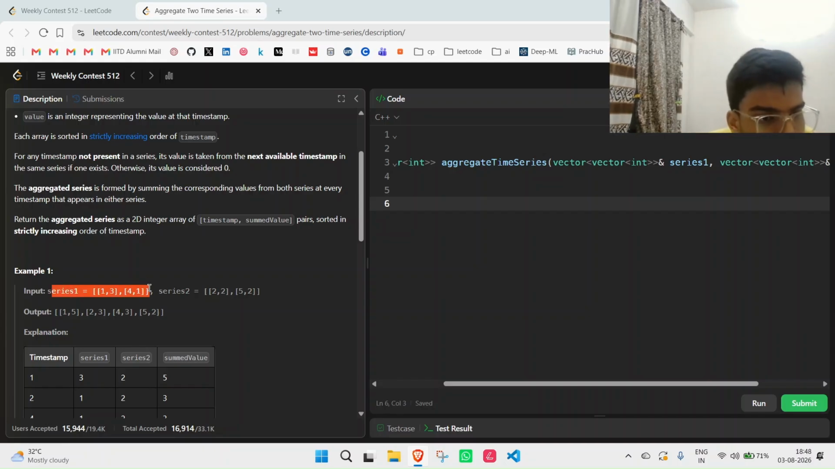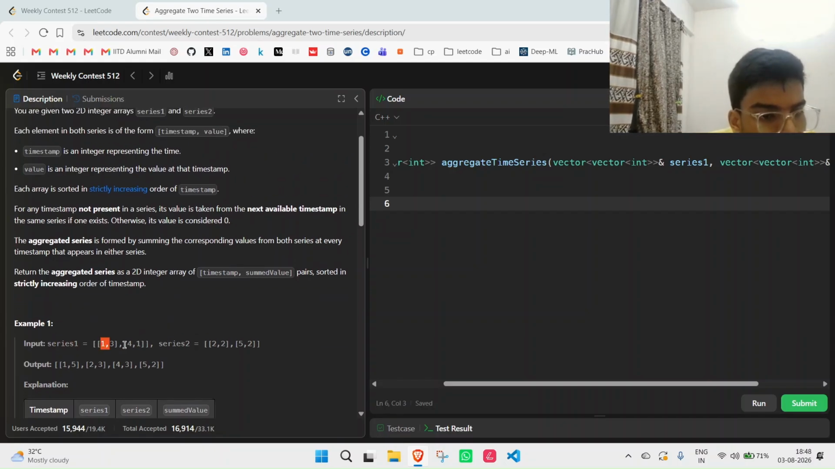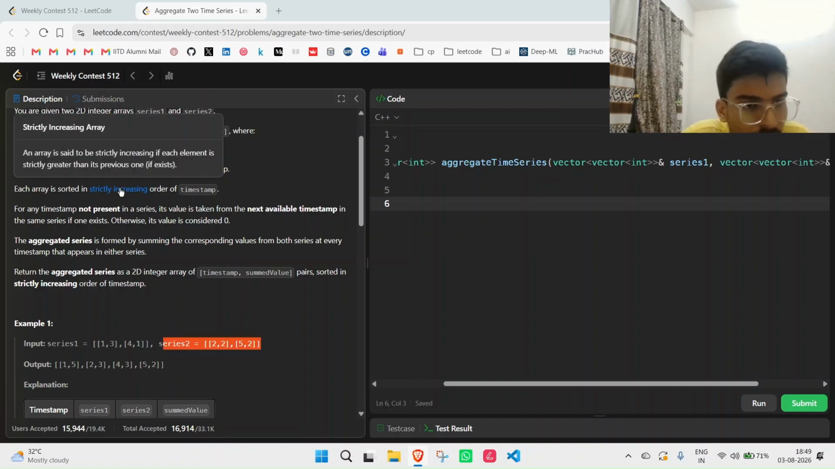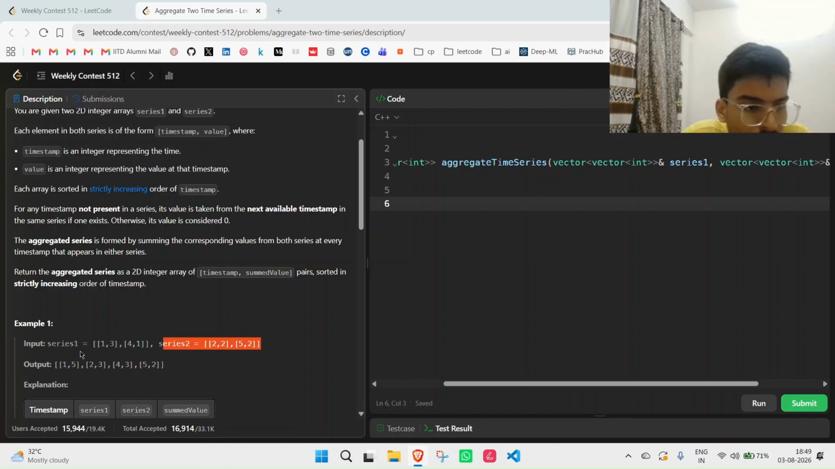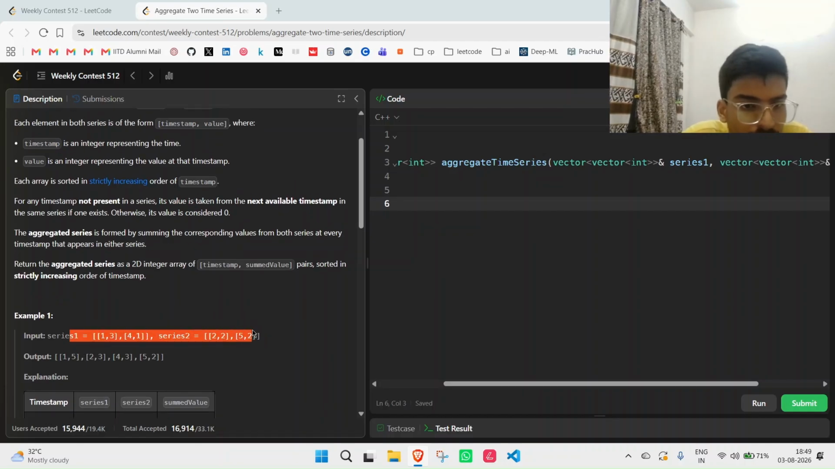Series 1 has timestamps sorted in strictly increasing order. Series 2 is also sorted in strictly increasing order, not non-decreasing. Then we have to aggregate them. For example, here 1 is present in series 1, but 1 is not present in series 2. So we have to apply this rule.